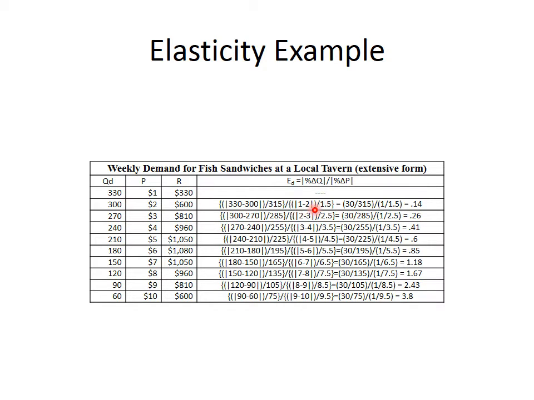We do the same thing for price. We have a change from $1 to $2, a $1 change. We divide that by the midpoint, and that's going to give us this number over here. That's going to give us 30 over 315 divided by 1 over 1.5. That works out as a decimal to 0.14, and you can go ahead.